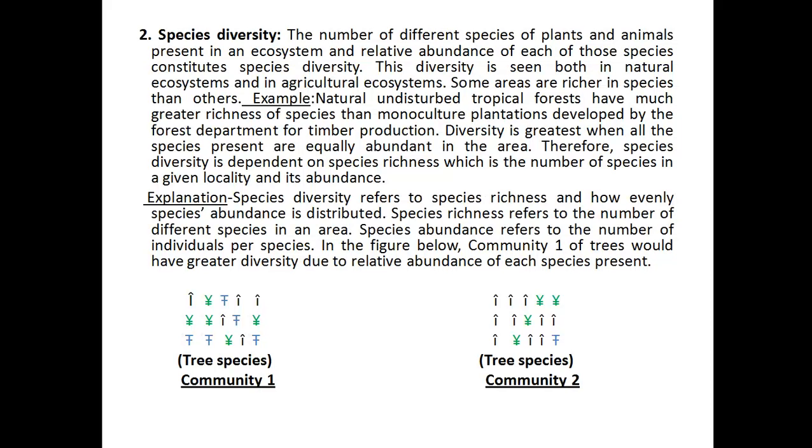Whereas in community 2, you can see that there are 10 black trees, 1, 2, 3, 4, 5. Yes, and there are 4 green trees and 1 blue tree. So looking at these two communities, you can say that community 1 of trees would have greater diversity due to the relative abundance of each species present.